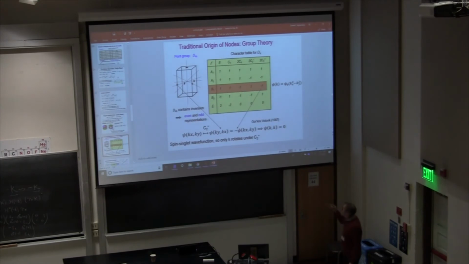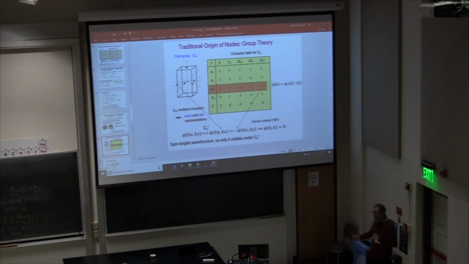Because of this transformation property, I know this twofold rotation must imply a sign change in the wave function, so this must go to minus itself. I impose that here: I get psi(ky, kx). The twofold transformation interchanges kx and ky, but under group transformation I pick up an overall minus sign. Now, you can see what happens here. If I take kx and ky to be equal, then I have psi(k, k) equals minus psi(k, k). I take one to the other side, I get 2 psi(k, k) equals 0. And so just from this alone, I know the node must be there.